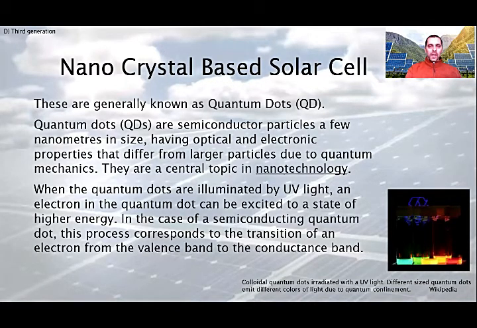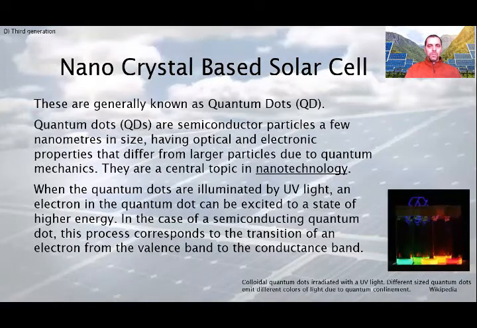When the quantum dots are illuminated by UV light, an electron in the quantum dot can be excited to a state of higher energy. In the case of a semiconducting quantum dot, this process corresponds to the transition of an electron from the valence band to the conduction band. In the right bottom corner, you can see the colloidal quantum dots irradiated with a UV light. Different sized quantum dots emit different colors of light due to quantum confinement.